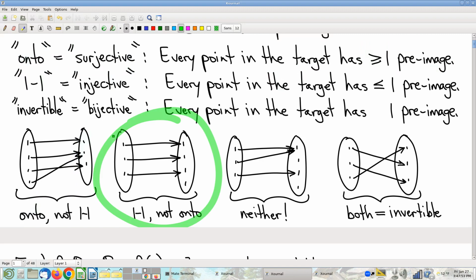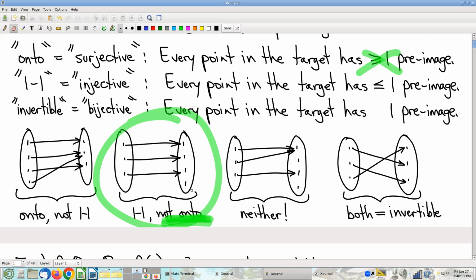This function fails. Check out that point in the target. That's a point on the target, and it does not have at least one pre-image. It has 0 pre-images. Nothing hits that point. It's not the image of anything. So, failure, and this is not onto.